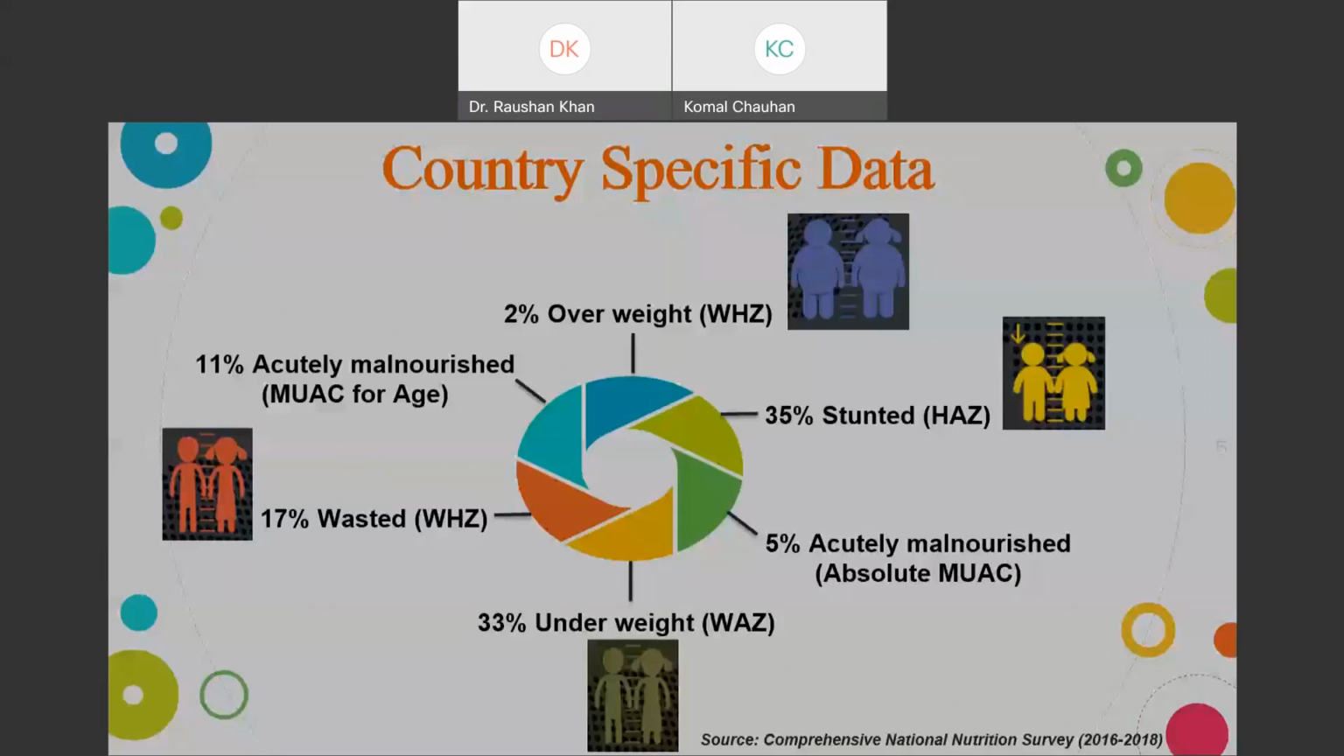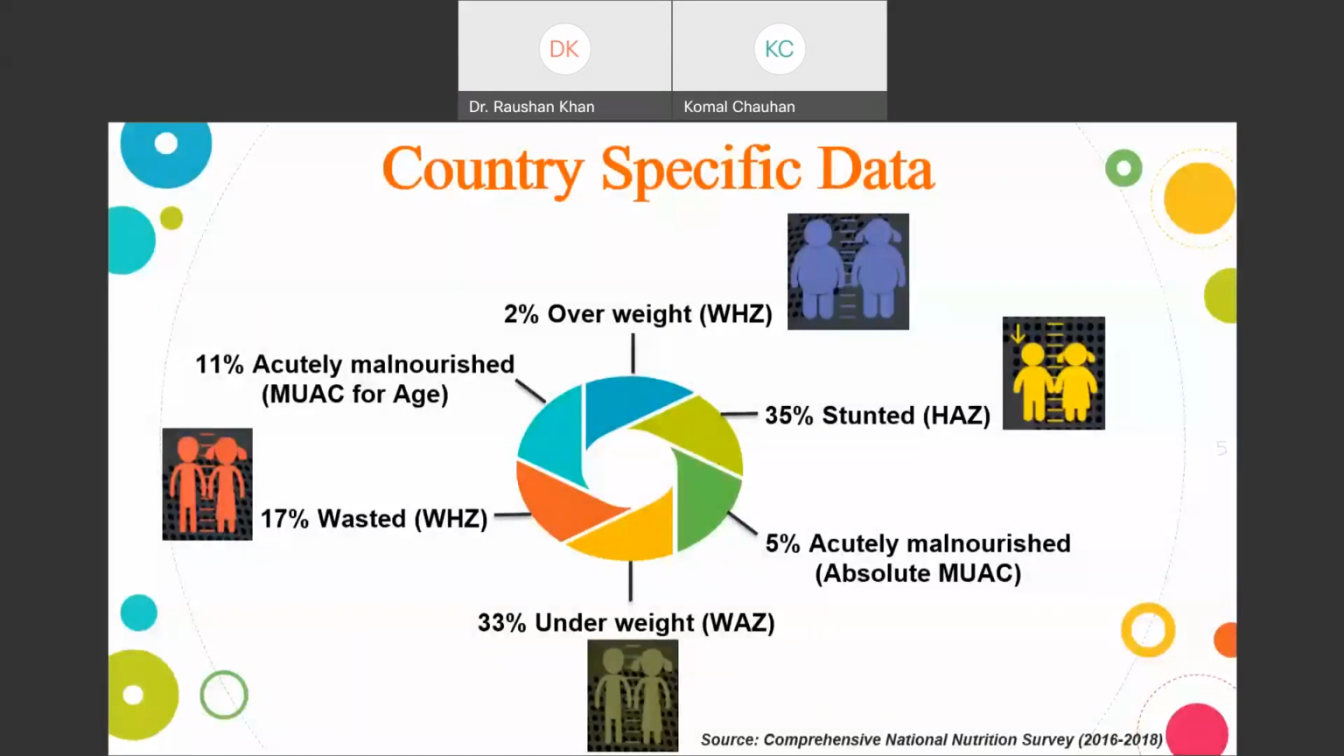Moving towards the country-specific data, sourced from the Comprehensive National Nutrition Survey 2016 to 18, it says that 11% of children under 5 are acutely malnourished, that is, their MUAC, mid upper arm circumference, is lower for their age. 5% of children under 5 are acutely malnourished by absolute MUAC, and 17% of children under 5 are wasted, that is, they have low weight for their height.